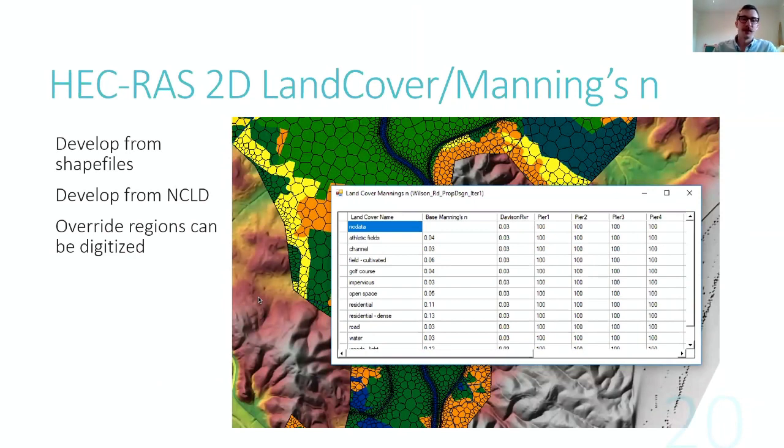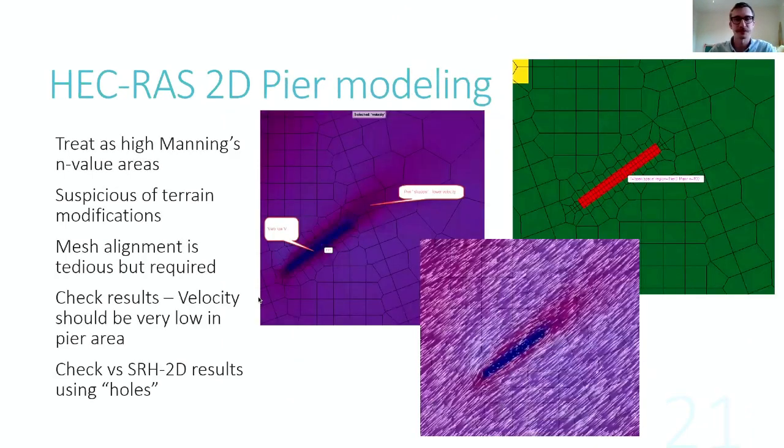Now, you can bring in land cover data using shapefiles or using an NLCD raster grid in HEC-RAS, so either or. And then it also has the option of identifying an override region if there are any discrepancies that need to be corrected. So if you review aerial imagery and you see something that doesn't quite line up with the data set you had, then you can make an override region and fix the n value in that area.